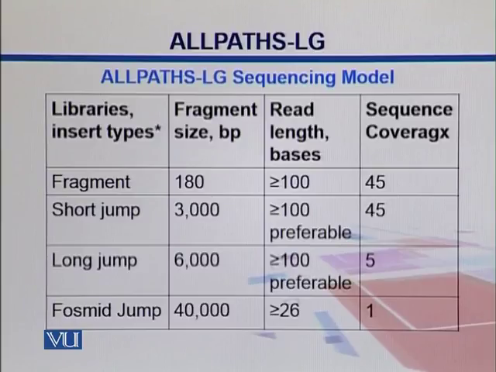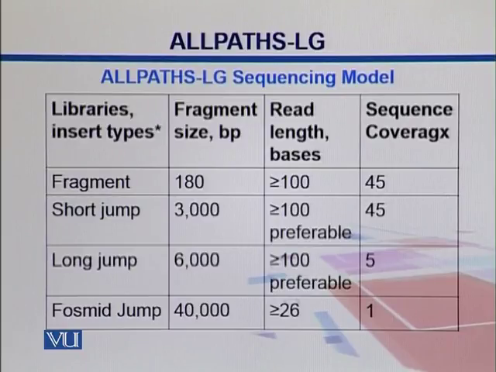If we have short jumps, where the insert size is small, and obviously the reads are 100 base pairs if you are using Illumina, we might want a good coverage for that, so that is 45x. For long jumps, or long insert sizes, the fragment size may be up to 6000 base pairs. Again, the read size is similar, but here we can compromise on even low coverage, up to 5x. And for fosmid jumps, where we are using huge fragments of 40,000 base pairs, the read lengths are smaller, and if we are using this kind of library, we can even do it with 1x coverage.